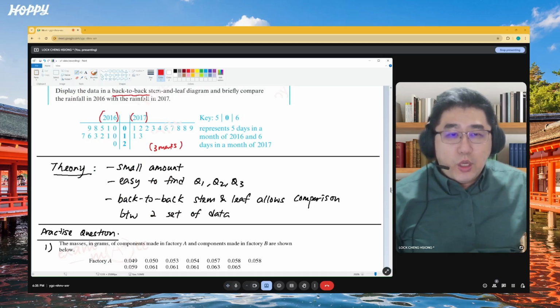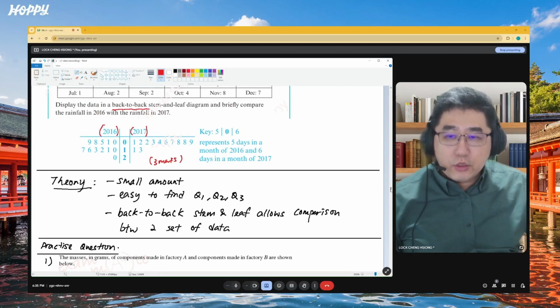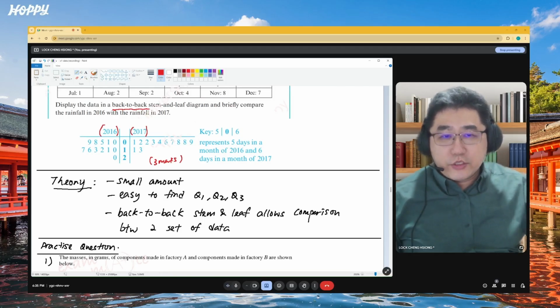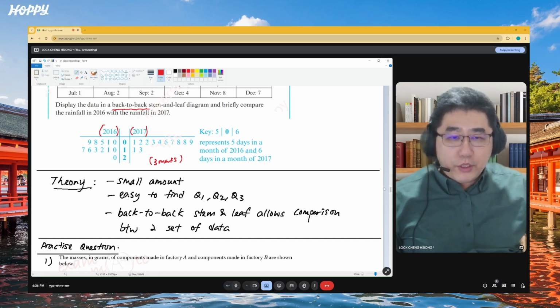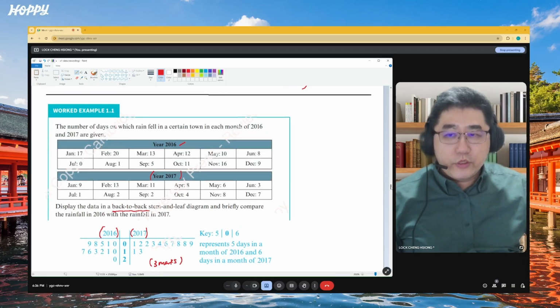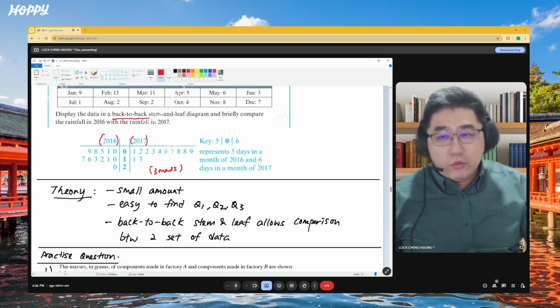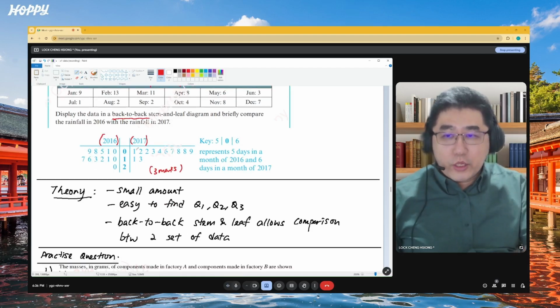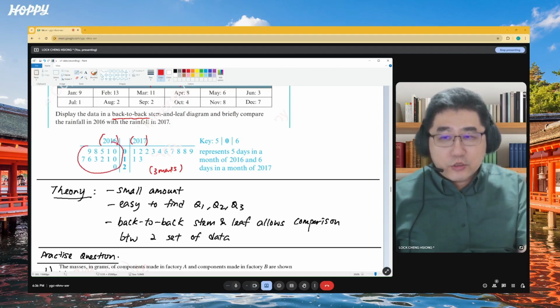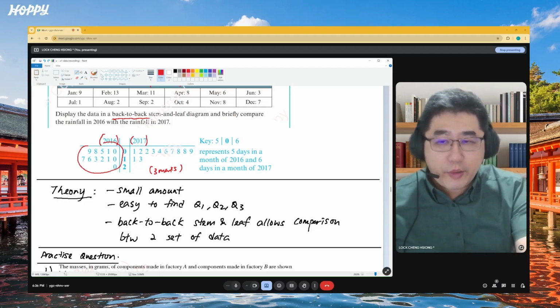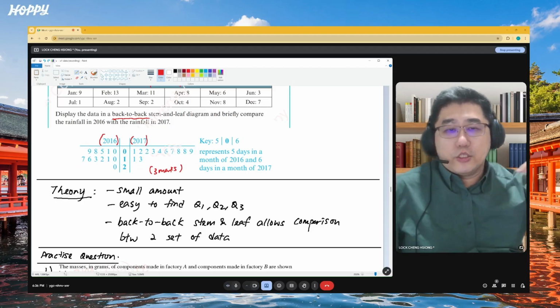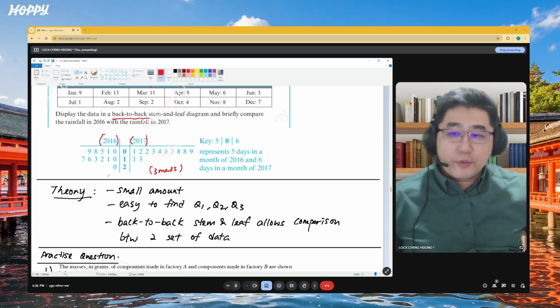For each of these presentations, you need to know the advantages and disadvantages. So what are the advantages and disadvantages of the stem and leaf? First of all, you need to have a small amount of data. We can't really have a lot of data, so it helps us easily find Q1, Q2, Q3. And the back-to-back stem and leaf allows us to compare two sets of data. For example, we can compare the skewness, we can compare the extreme values, and so forth. So that will be the theory part of it.